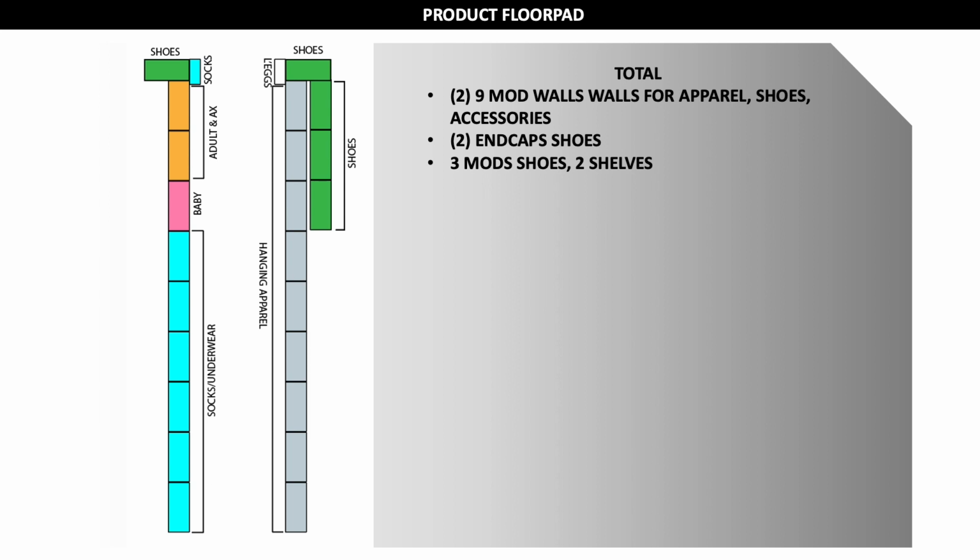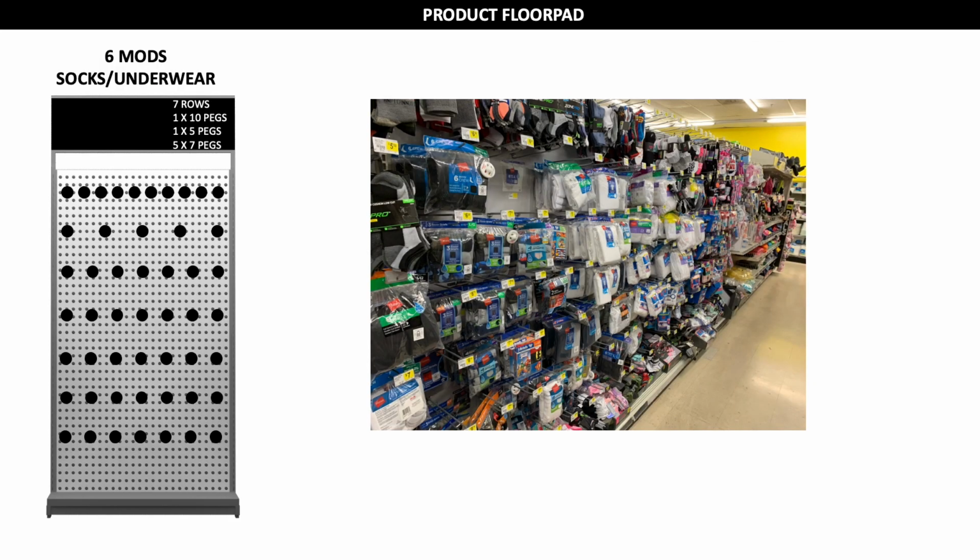I also will look at the product floor pad, do a quick sketch drawing of how many mods are on the floor, how much floor space we are talking about. So in this case, there was a lot of hanging apparel along one wall that was adult hanging apparel. Where the shoes are, the shoes may be at end caps, and some mods on the back of that wall. They have baby and adult, and then there's a large socks and underwear section here. So you really get an idea of what the floor looks like. You follow that up with a few photos so that you really have that comparison.